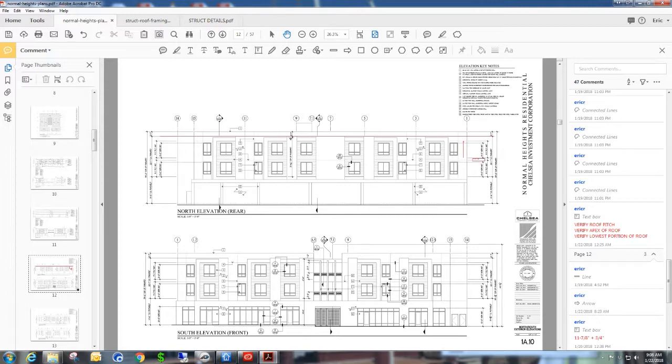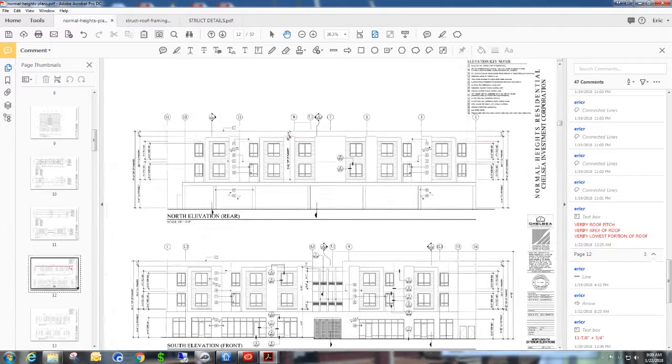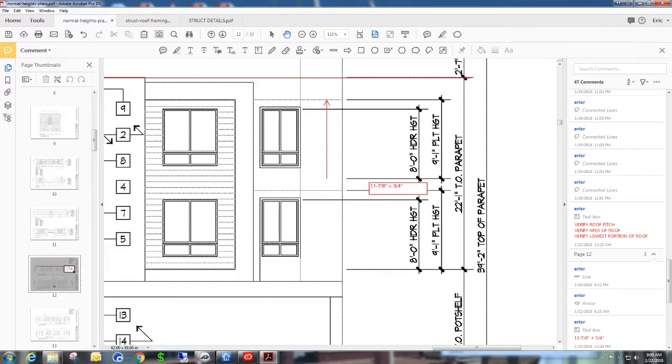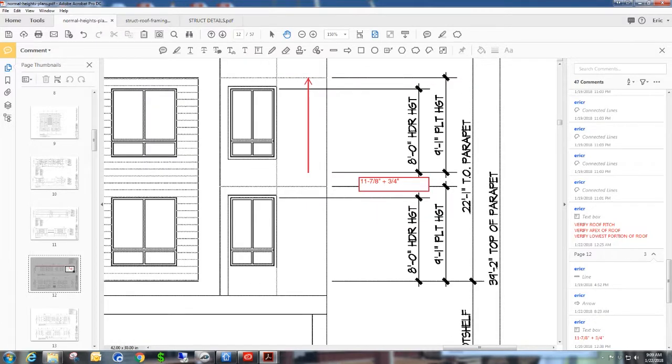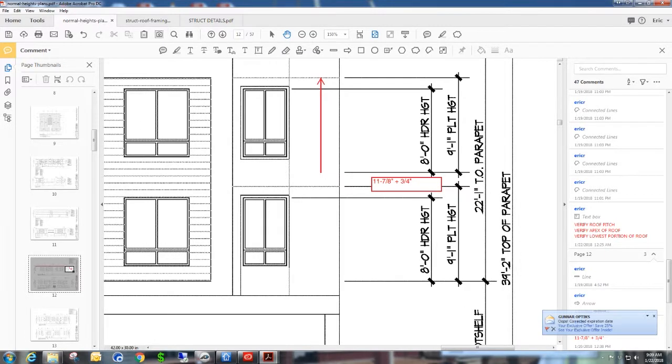I'm figuring the heights at 9'1" top plate plus 11 7/8 plus 3/4 inch. Plus 9'1" gives us our plate height.